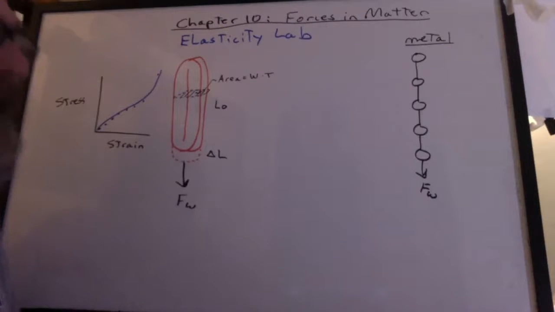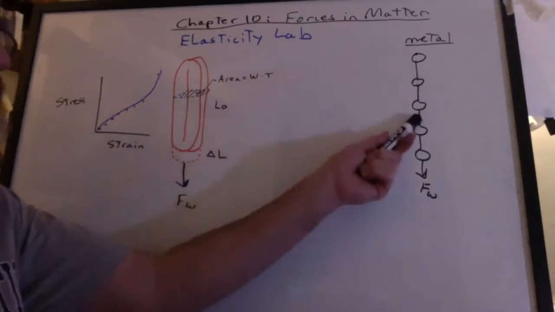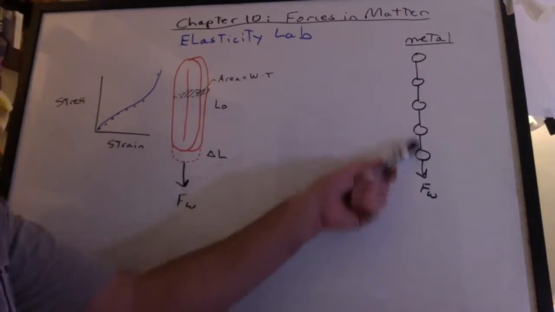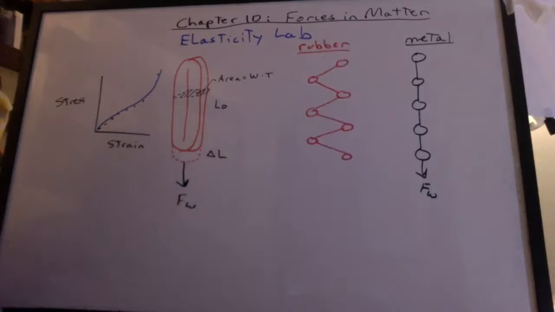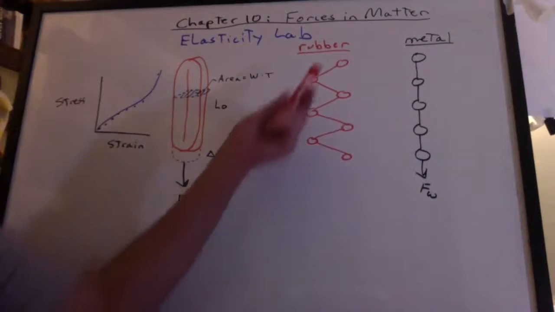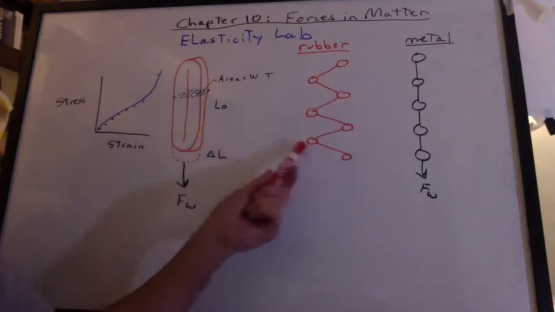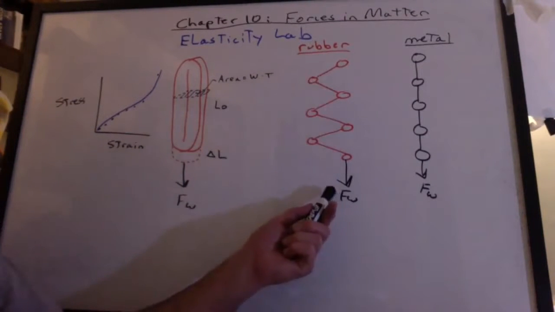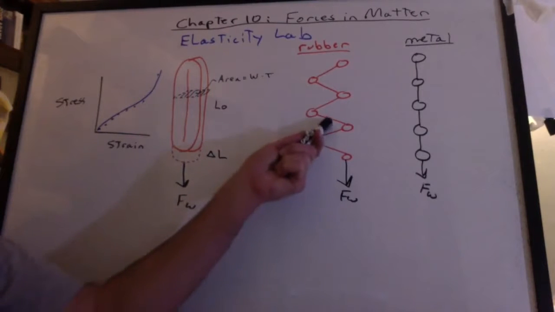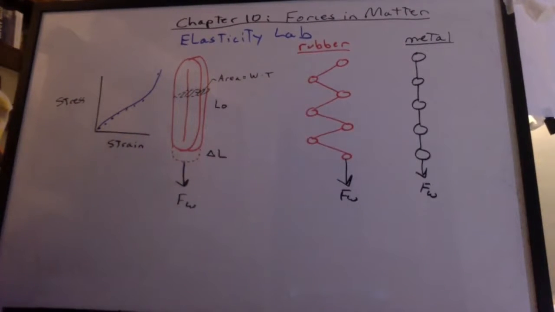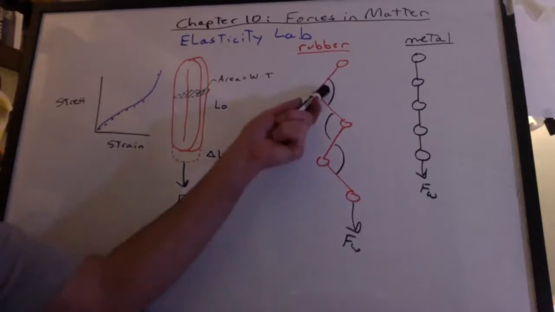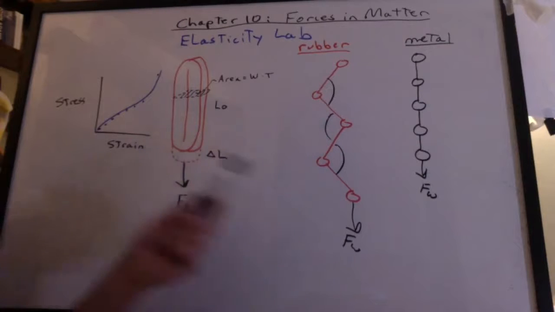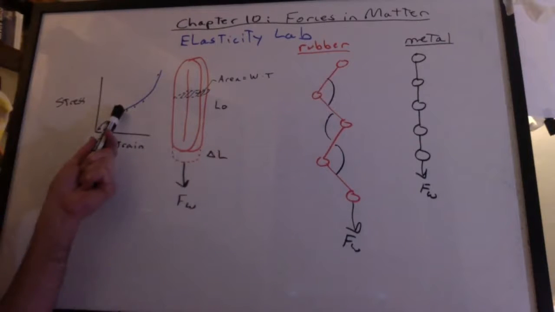On a microscopic scale, our model for the metal is just the atoms all in a line. As we pull, we stretch the bonds. Rubber is a more complex material. We're going to use a simple model where we just have the atoms arranged in like a zigzag pattern. When you pull on this chain, you're going to find that you're going to start to open up these bond angles. So the rubber is very stretchy because we're not stretching the bond, we're changing this bond angle, if you will.